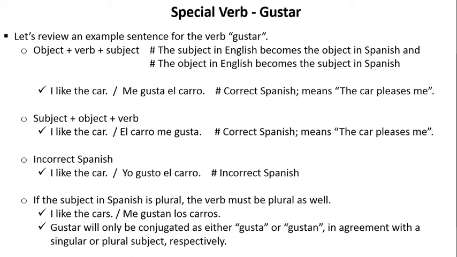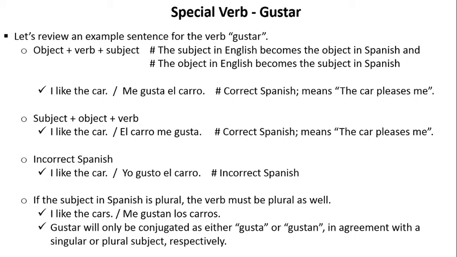Let's take the other structure, subject plus object plus verb. Once again, I like the car. The Spanish could be el carro me gusta. Once again, this means the same, the car pleases me. Notice that el carro is leading in the sentence, followed by the object me, and then followed by the verb gusta. Now, regarding an incorrect Spanish example, once again, the phrase, I like the car. An incorrect Spanish sentence would be, yo gusto el carro. This would be incorrect and would really confuse your audience.